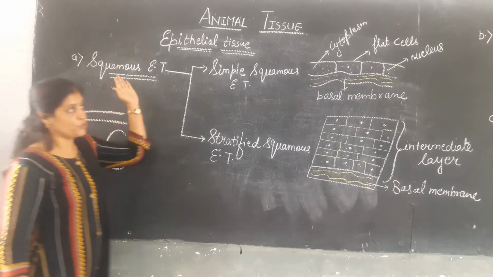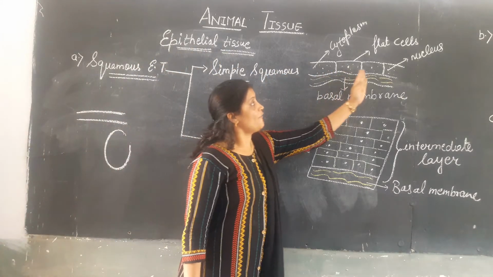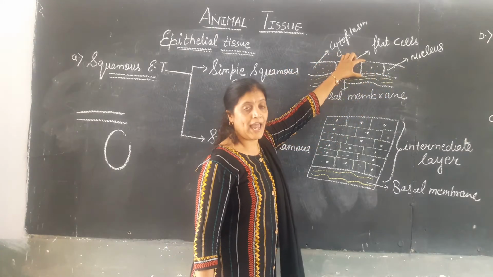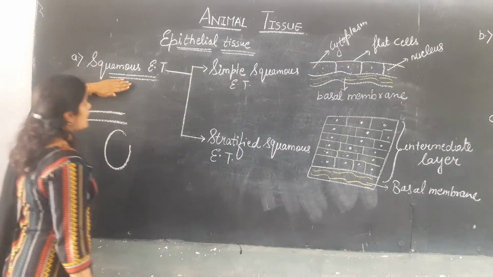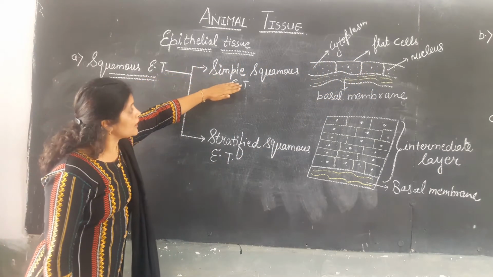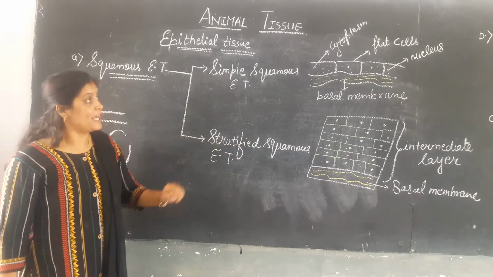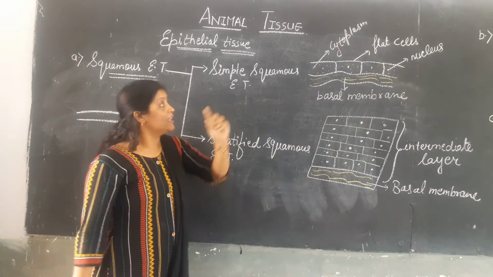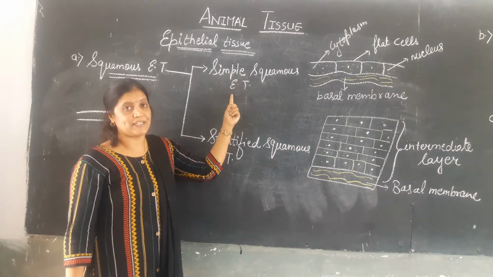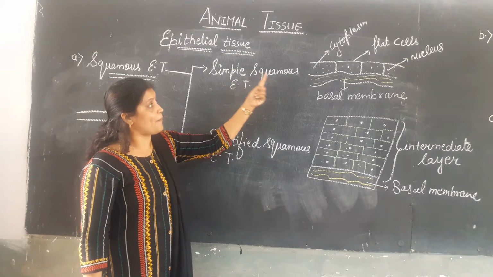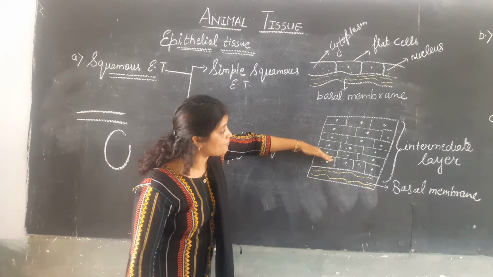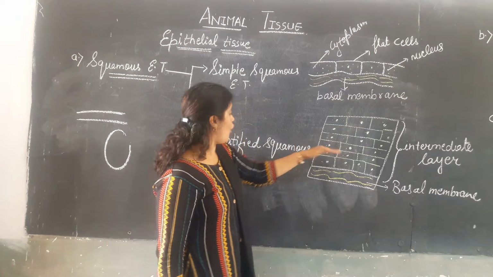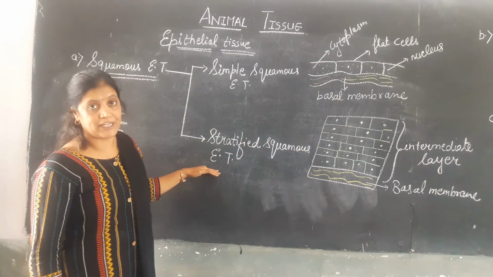Squamous epithelial tissues are generally arranged in a tile-shaped structure. It is flat in shape and very thin. This squamous epithelial tissue is further of two types: simple and stratified. If it is a single layer, flat in shape and very thin, then it is a simple squamous epithelial tissue. But when this simple squamous epithelial tissue is arranged in multiple layers and forms intermediate layers, at that time it is called a stratified squamous epithelial tissue.